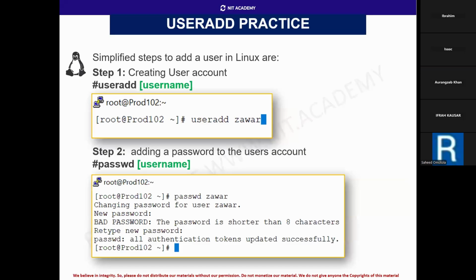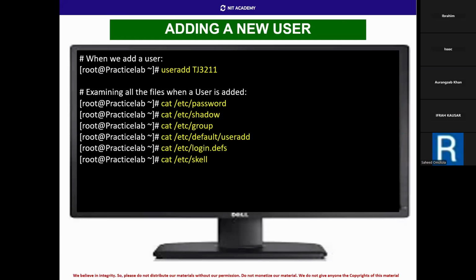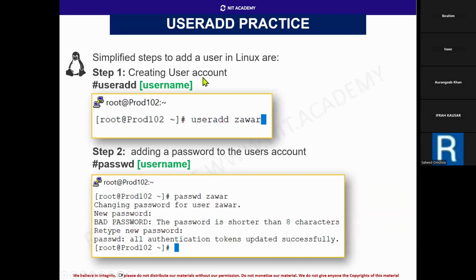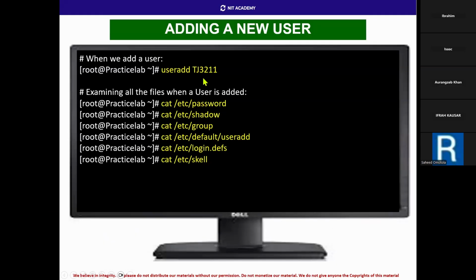Okay, next, adding a new user. We have gone through all of this. useradd. Why did I say TJ3211? Because in companies, you don't have any Tom, you don't have any Alice, you don't have any Nadeem. You have different IDs that are given to different employees. TJ, X. Every company has their own scheme.